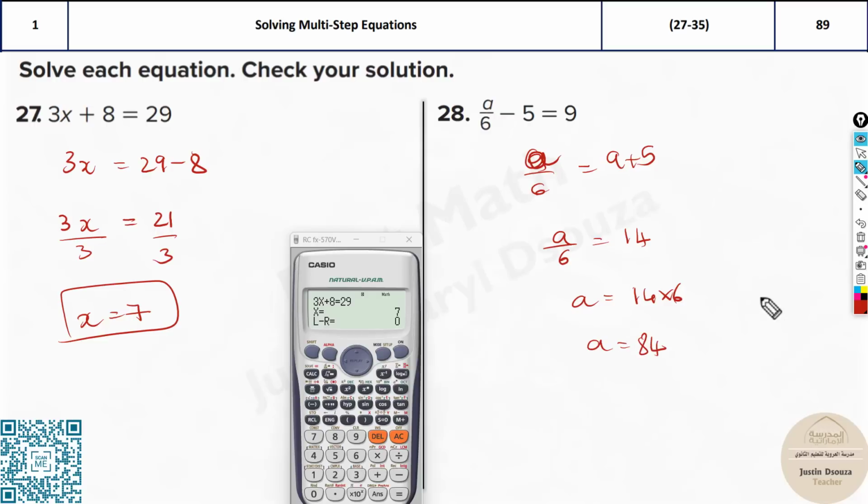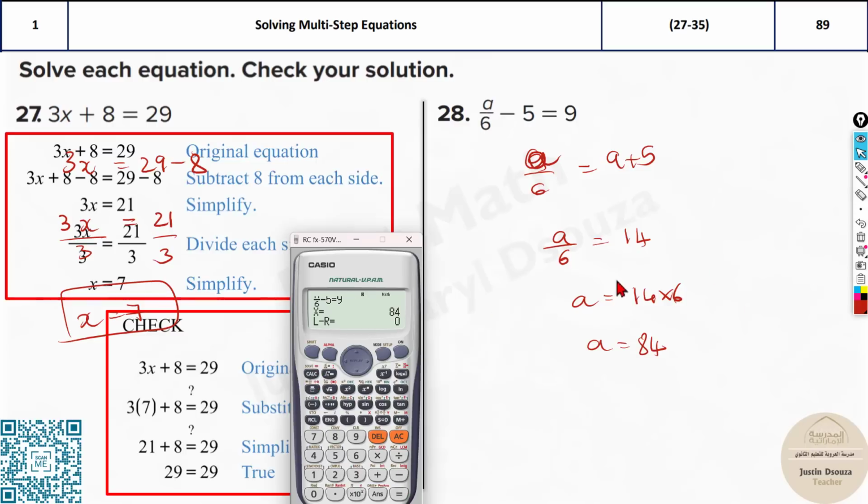Now how do you check this? All you need to do is put this in the calculator. Now this is variable a, but you have to always use alpha x because there is no other variable that will be able to solve as equation in the calculator. So anything a, b, c, d, always put alpha x. Divided by 6 minus 5 equals 9. Shift solve equal to, the answer is 84. So these are the solution.